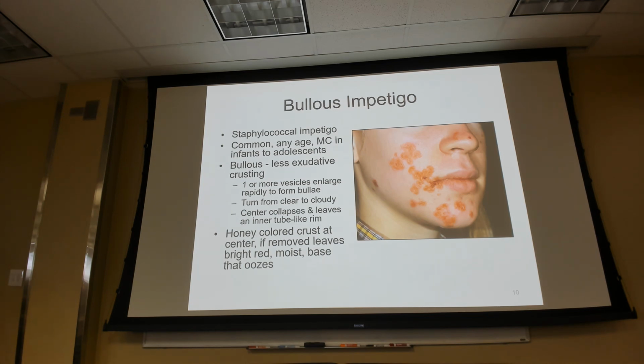If you're having some of the vesicles, you can see how it's releasing some of the fluid. It starts off clear, but then as it's building up more, it becomes cloudy. It also has some of the honey color, but it's not as prominent as the other one. If we were to take it off, it's going to have some of the bleed and everything. So it's just having the ooze.